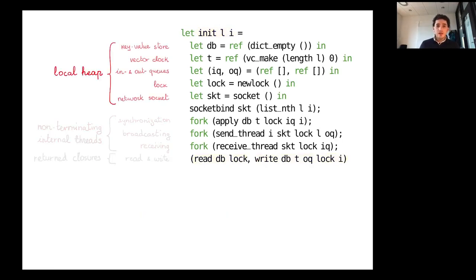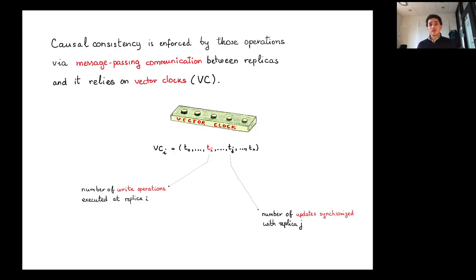At the same time, init internally allocates on its local heap data such as a key-value store, vector clock, lock and a socket. It also spawns three concurrently running threads: apply, send and receive. Using these threads, causal consistency is enforced via message passing communication between replicas. It relies crucially on each replica having a vector clock, which tracks both the number of updates performed by the replica itself, as well as the number of updates synchronized with each of all other replicas.